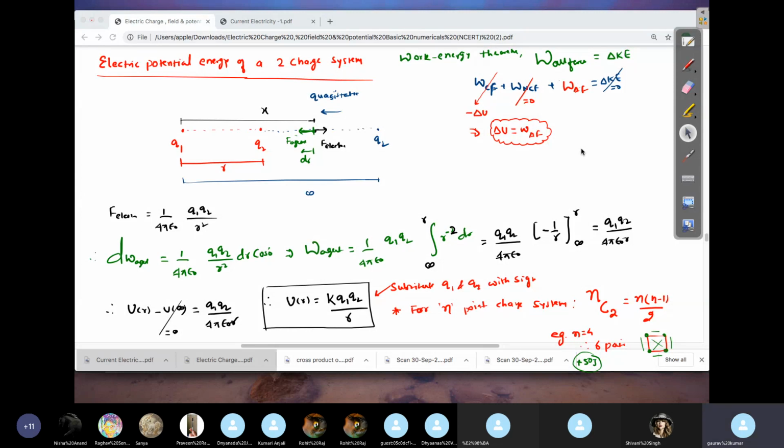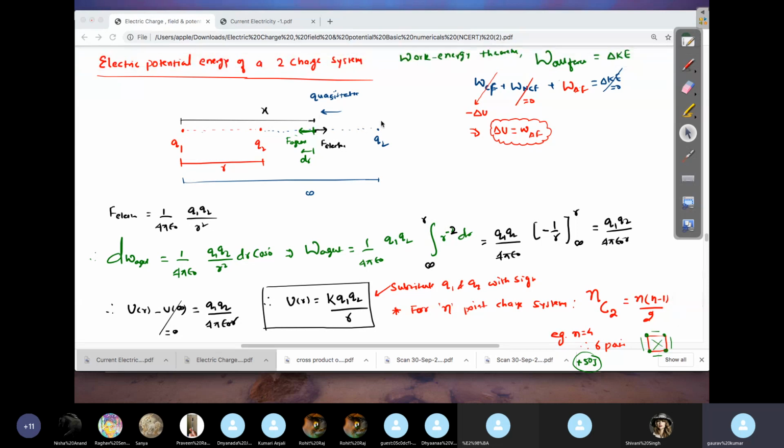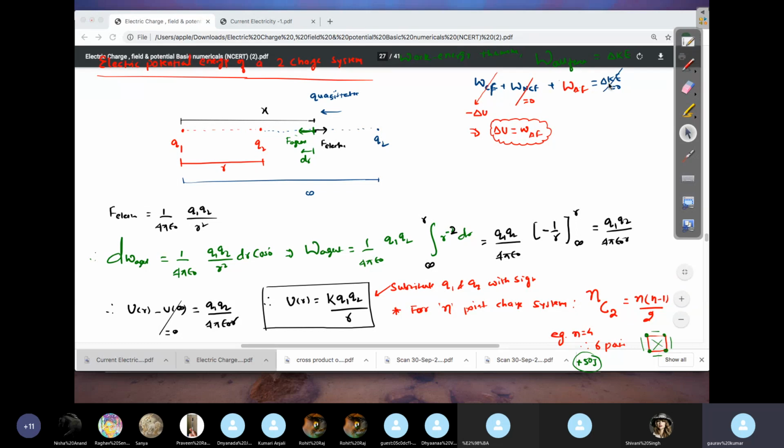Now I tried to answer here why it should be quasi-static: because then only delta K will be zero. There is no non-conservative force, there is only the conservative electric force. When the charge moves under the field of Q1, Q1 will always create a field, and that field will exert force on Q2. So Q2 is moving only under the action of a conservative force. If you want the kinetic energy change to be zero, there has to be something which will cancel this.